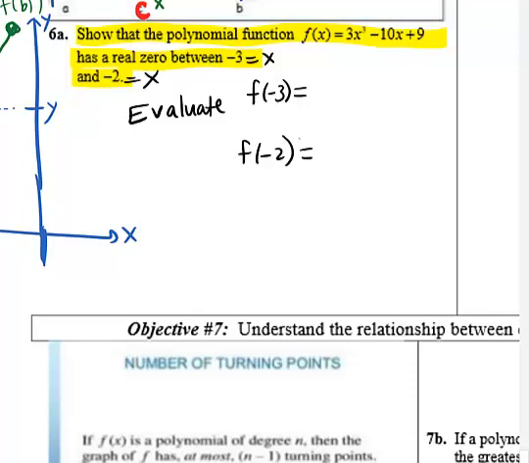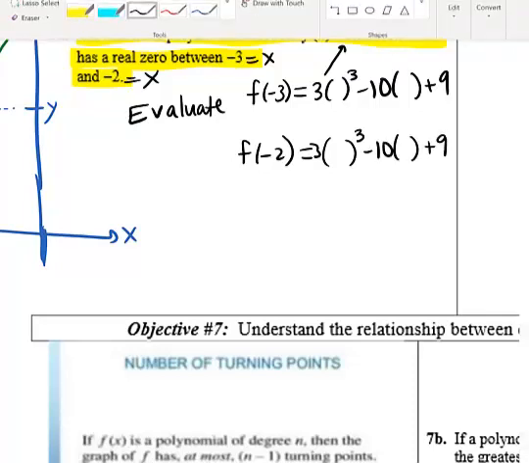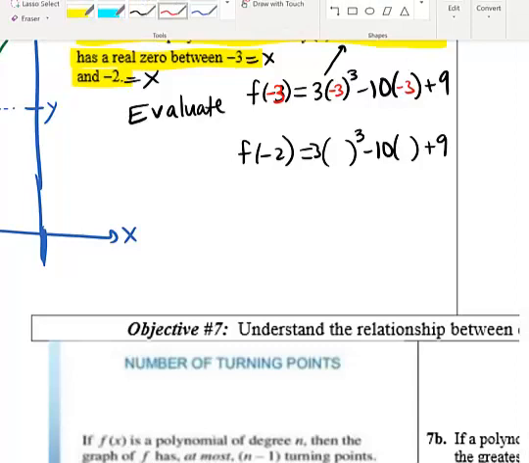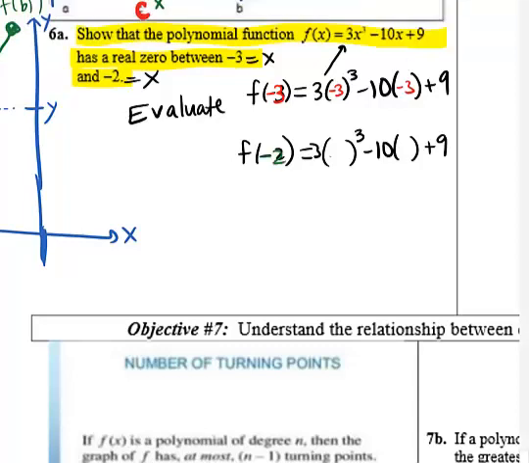Alright, let's see. That means I'm just going to plug -3 into this function: 3 times -3 cubed minus 10 times -3 plus 9. And then I'm doing the same thing for -2, that's the other x value they mentioned. I'll plug -3 in, and then I'll plug -2 in, and I think it'll be more clear what to do.